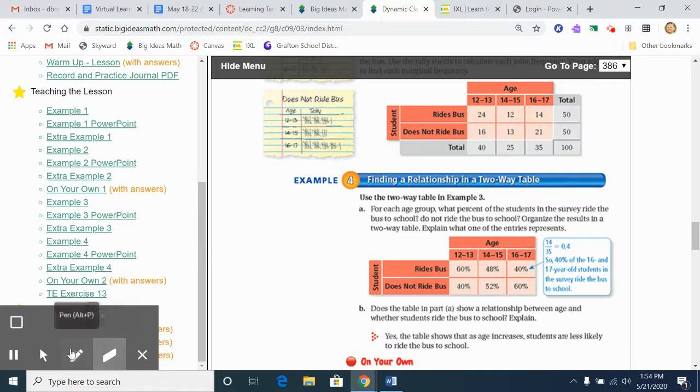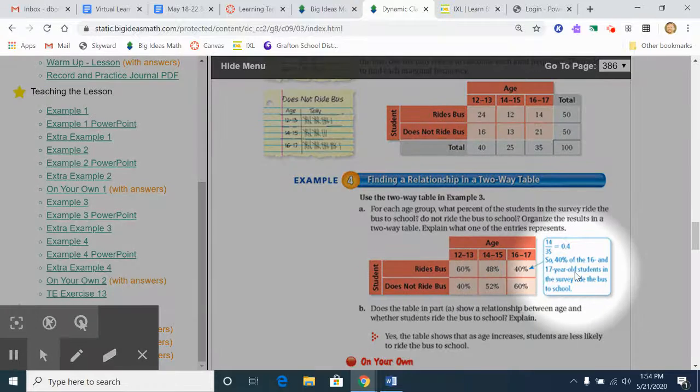Okay, and finally, 16 through 17-year-olds. There were 35 of them surveyed. So out of the total, what percentage ride the bus? They take 14 and divide by 35 to get 40%, which is 0.4, and then 21 divided by 35 gives us 0.6 or 60%.